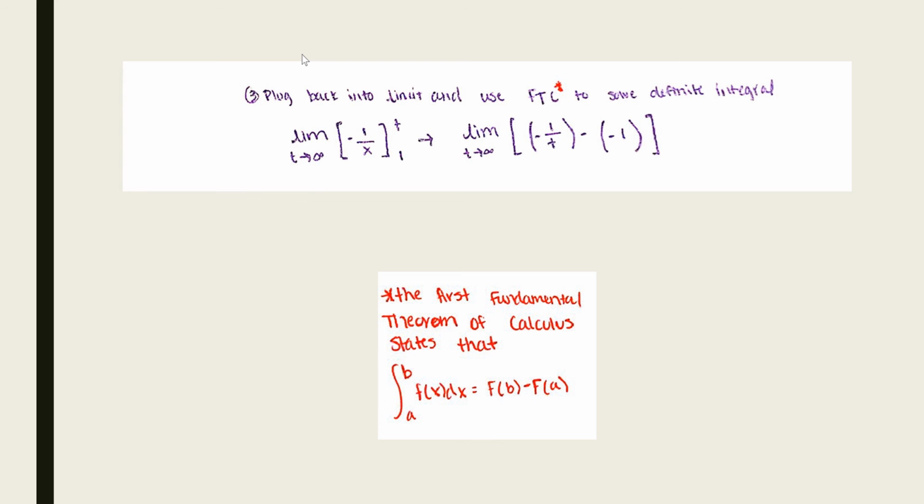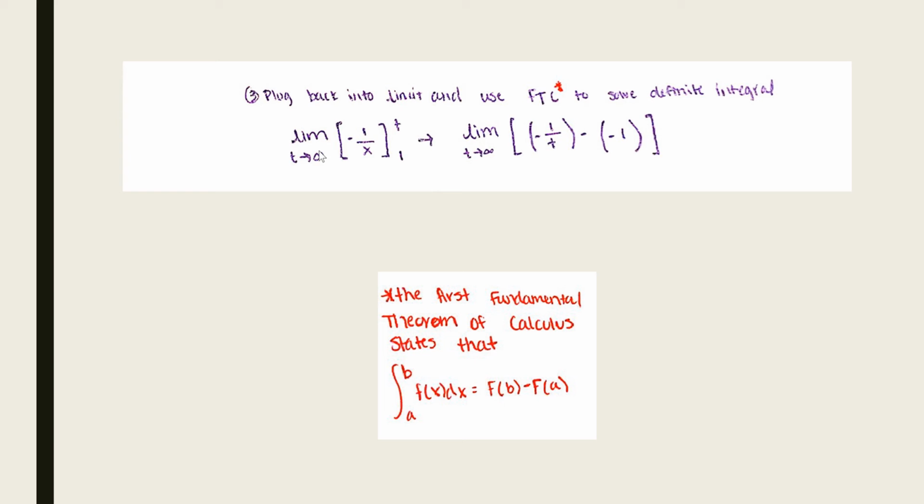The third step to solving the problem is to plug this back into the limits and use the FTC to solve the definite integral. Now, the FTC is the fundamental theorem of calculus, and it states that an integral from a to b of f of x dx is equal to big F of b minus big F of a. So that means you find the indefinite integral of f of x dx, and then you plug in your b value into the function, and then you subtract that by the a value plugged into the function.